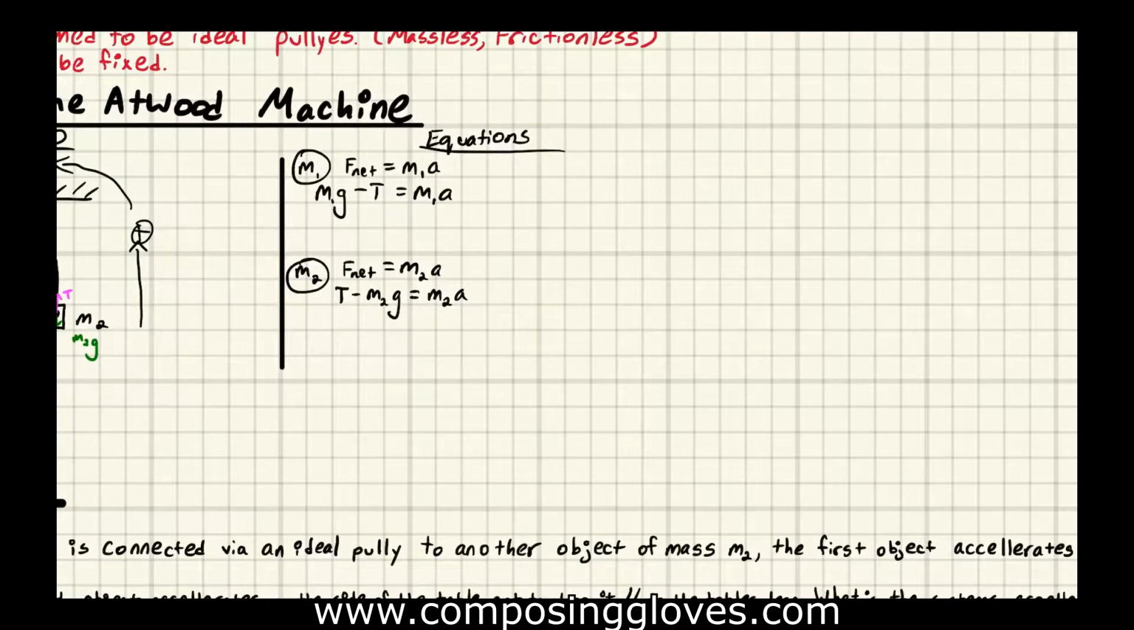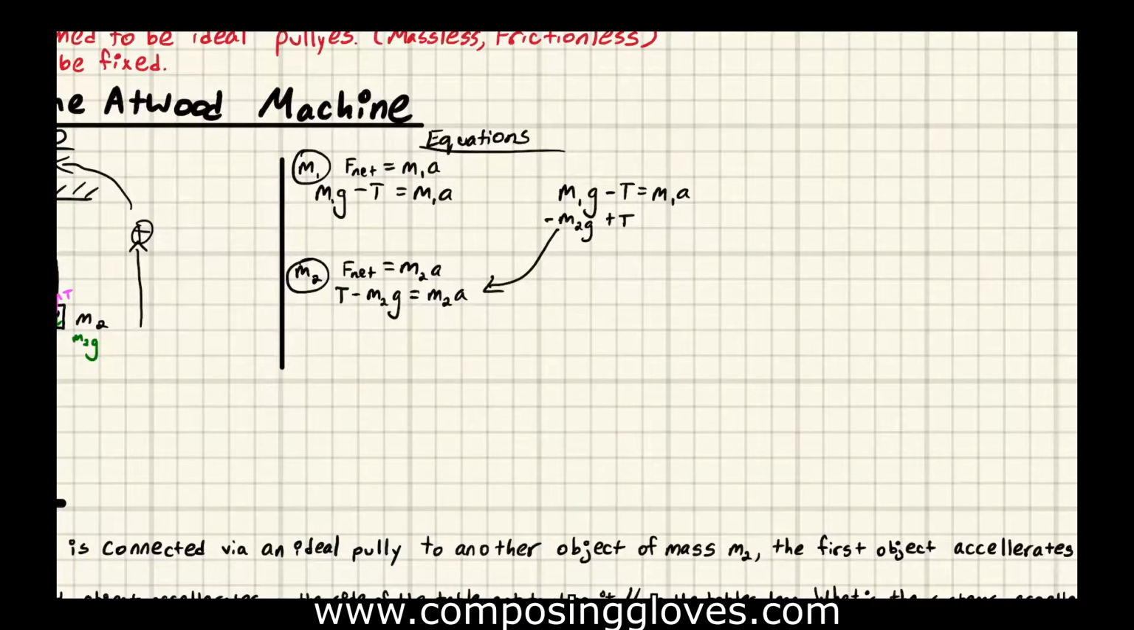All we need now to do is to solve for A. So I'm going to solve the system by doing the addition method. So I'm going to have m1g minus T equals m1a. That comes from right here. And then underneath it, we're going to have m2g, and it's negative, plus T. I simply move the variables around.